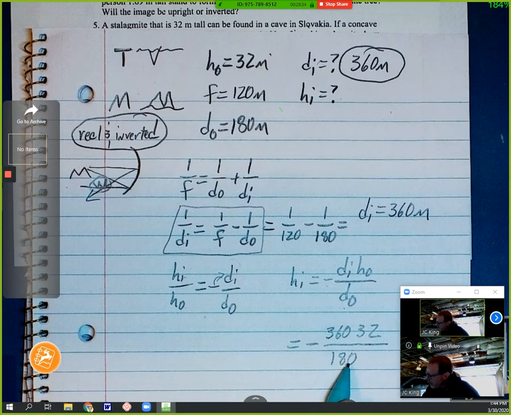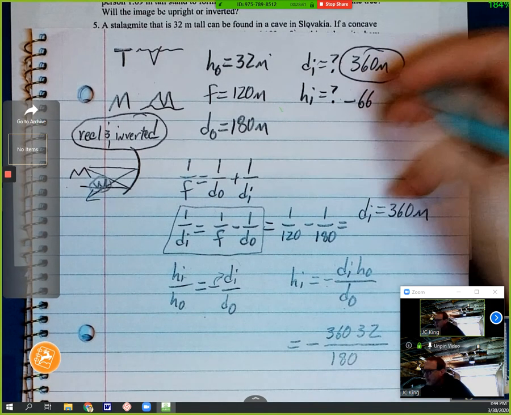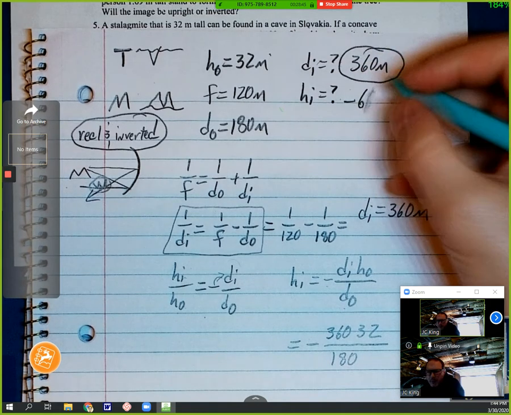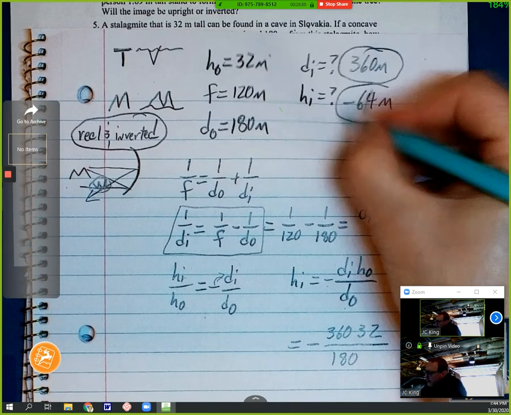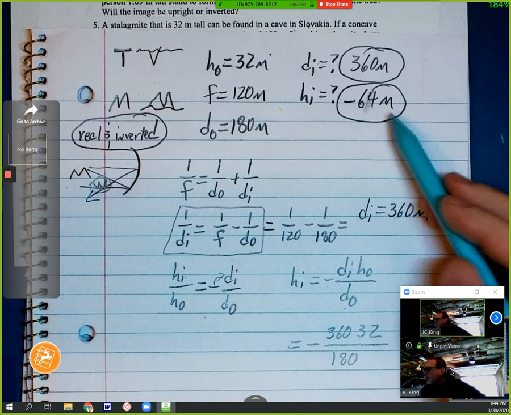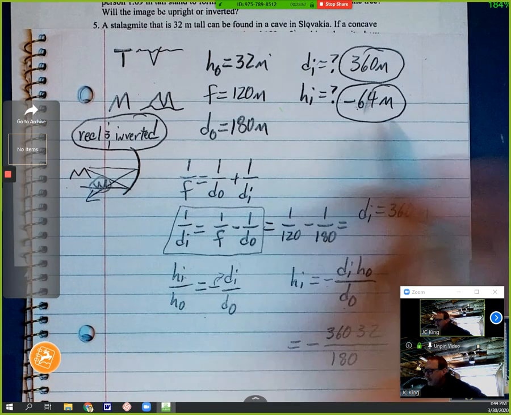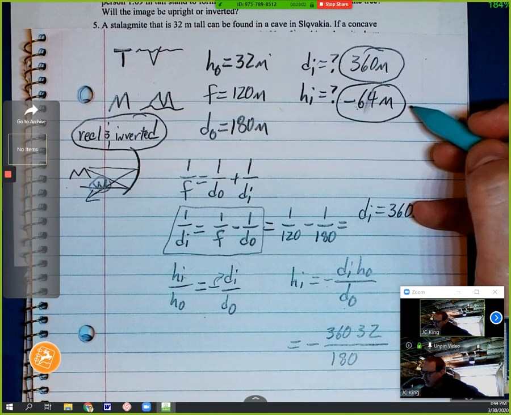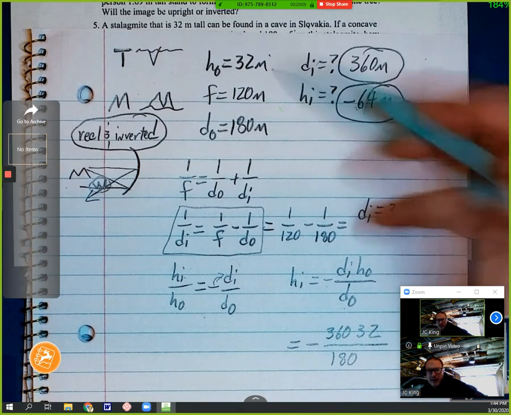Okay, so let's go ahead and say that the height of our image is negative 64 meters. I did that in my head, so feel free to check my math and see if I did it wrong. And so we were correct. Remember, if it's got a negative height, that means that it's inverted. So what started out as a stalagmite now looks like a stalactite, okay? That's twice as tall as the original.